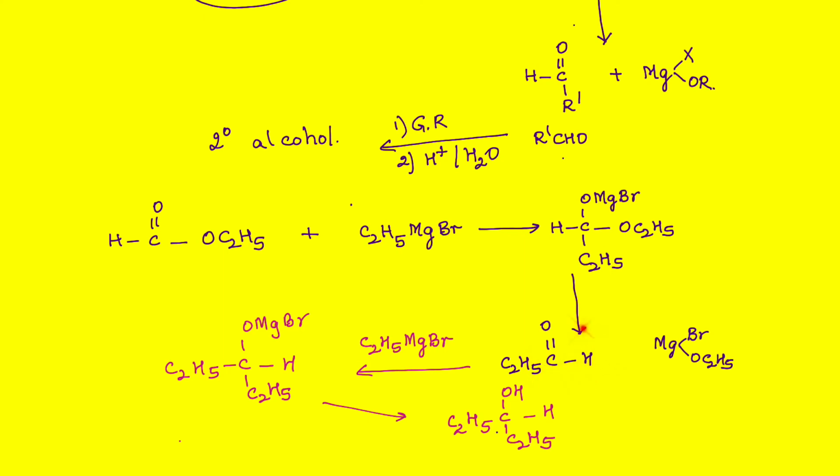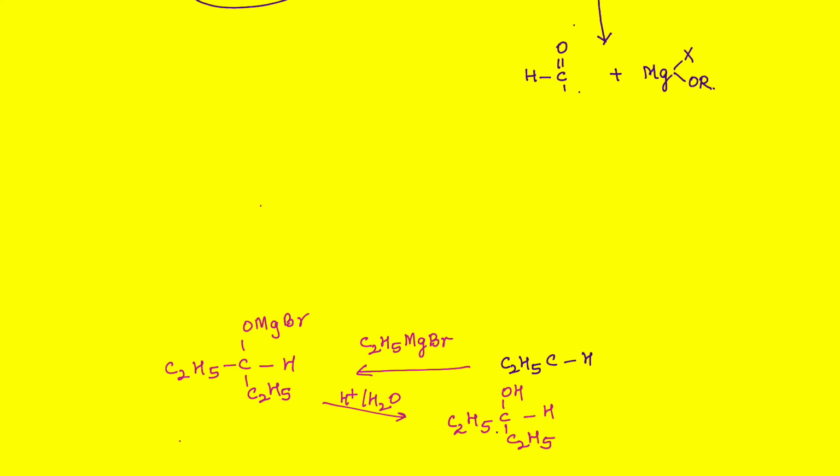Our aldehyde is C2H5CHO, reacted with another molecule of Grignard's reagent. We'll get an addition product, which again on acidic hydrolysis, H positive, H2O, will give us a secondary alcohol. Now can you name this product? Be very, very careful because you have C2H5 over here. I'm sure you don't want to go wrong in naming this product. So spread it out.